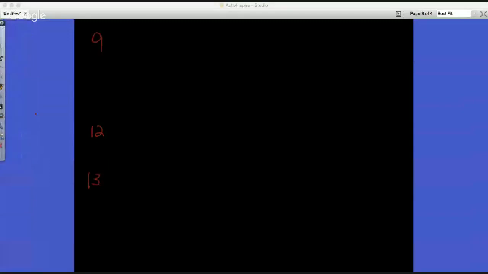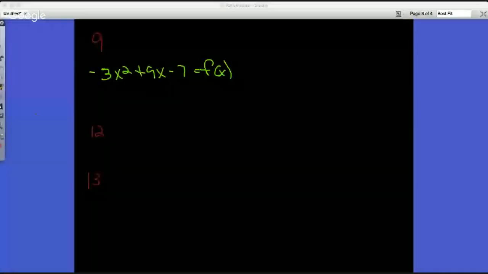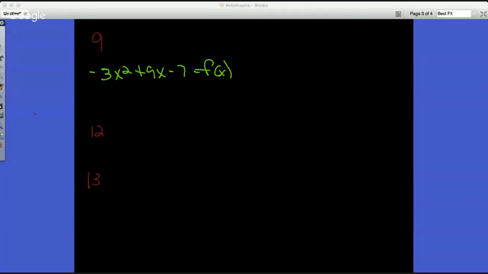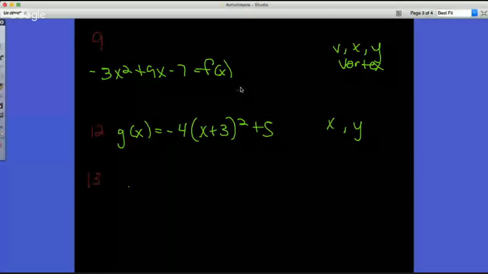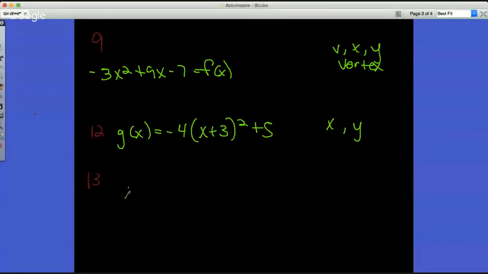So we have negative 3x squared plus 9x minus 7. That's right. The next one, number 12, x-intercepts and y-intercepts. So this gives 4(x plus 3) squared plus 5. I need the x and y-intercepts. It needs to be put in vertex form up here. We're going to do all that in a second. And the last one is to invert as well. Put it in vertex form as well. And this one has it as number 12, 2/7 or negative 2/7.